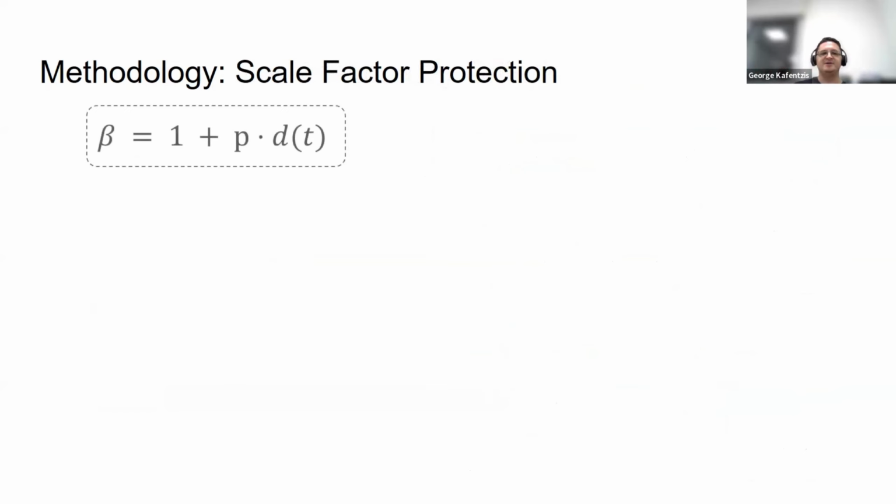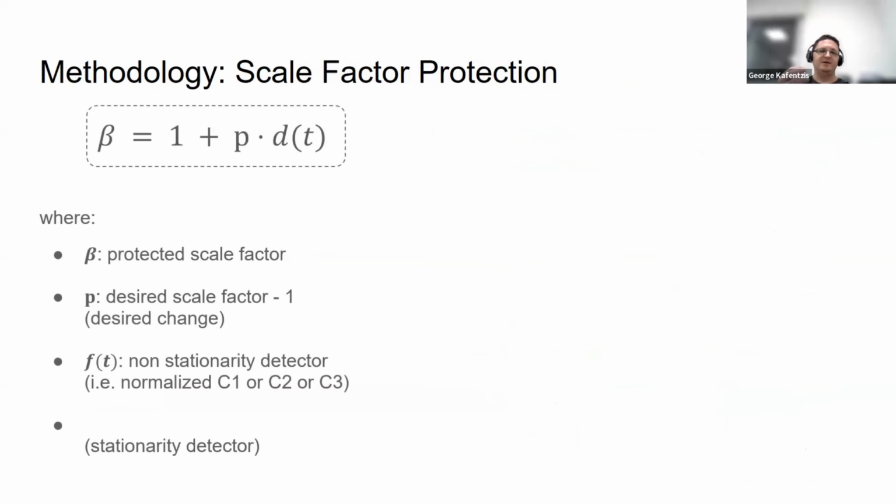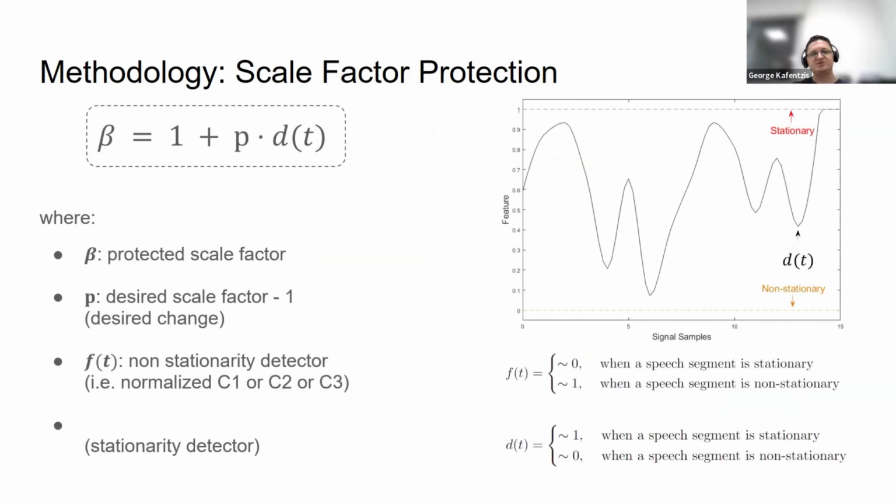So we devise a new function that takes as an input the desired scale factor, let's say a speed up by a factor of 2 or by a factor of 3, and it outputs a protected scale factor, which is responsible for protecting certain parts of speech from time compression.